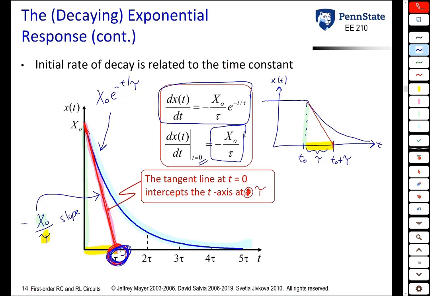Next lecture, we will come up with a formal algorithm for solving RC and RL circuits, and then we'll do lots of examples.